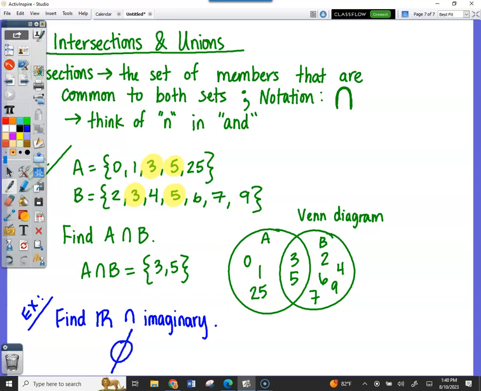now that has a name called the empty set. Mathematicians were very creative. It doesn't mean zero. Zero's a number. Zero's an element. Zero can be found on the number line. Empty means there's nothing there. Like nothing at all. So let's make a note.